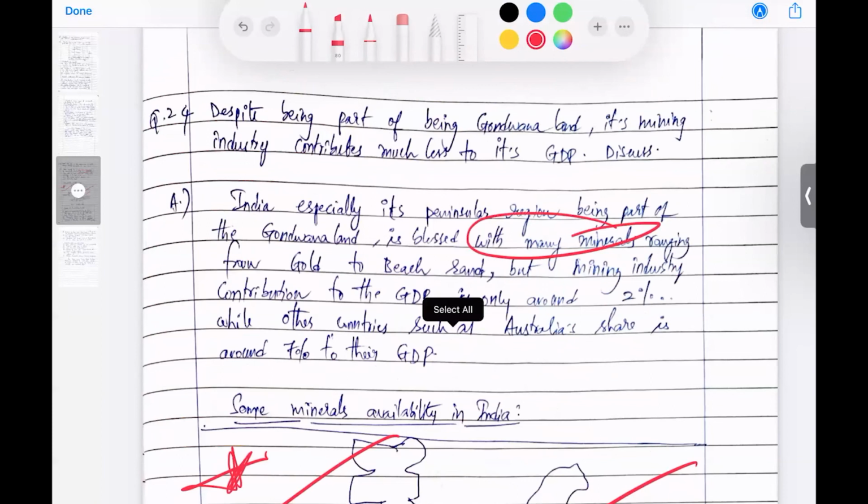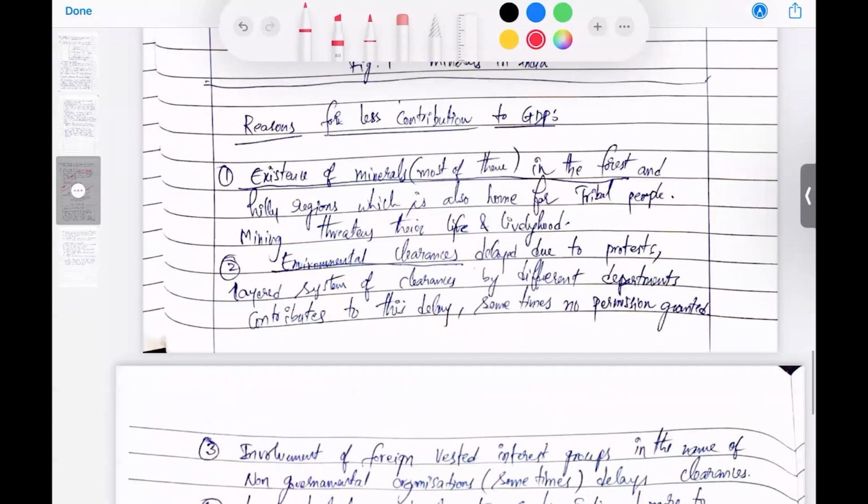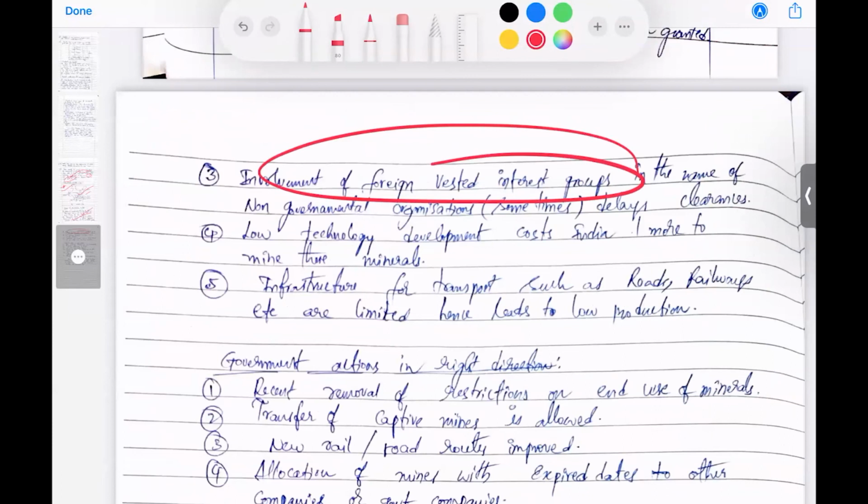Yes, mostly forests, environmental clearance, foreign vested interest groups. This is a controversial point. Don't write this, Shanta Prasad. This third point is not allowed. This is not proven, right? This is an NGO way. You don't talk like that against the government. You are an aspirant.